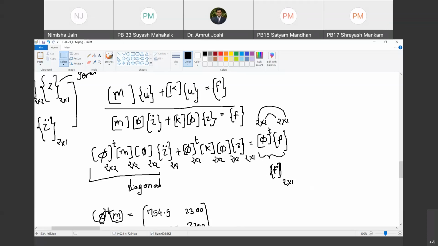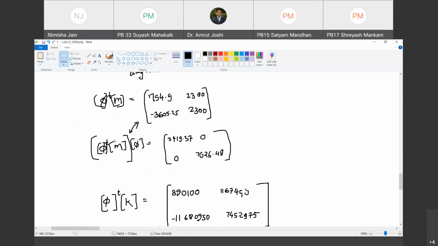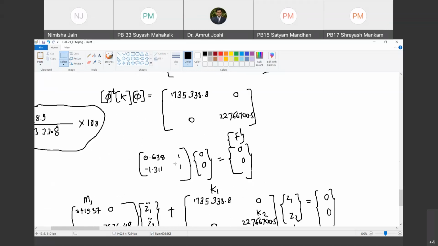Okay, sir. So we already have phi matrix, we already have M matrix. So we calculated phi transpose M phi. That turned out to be this matrix. Are you with me? Yes, sir. So you can see this matrix is diagonal matrix. Similarly, phi transpose K phi turned out to be a diagonal matrix. Agreed? Yes, sir. Okay, great.